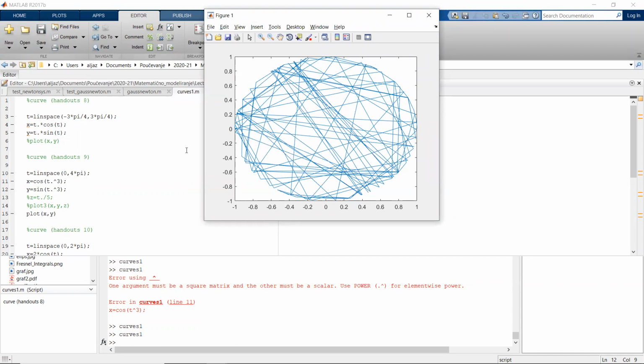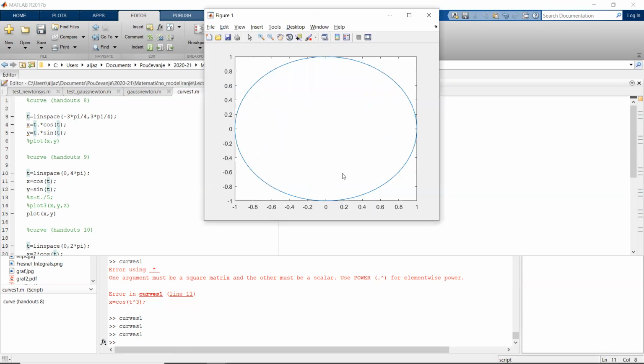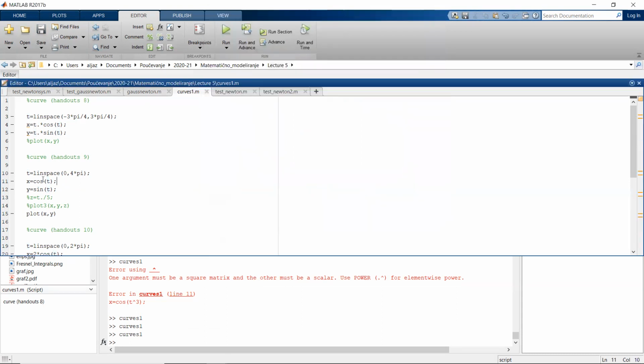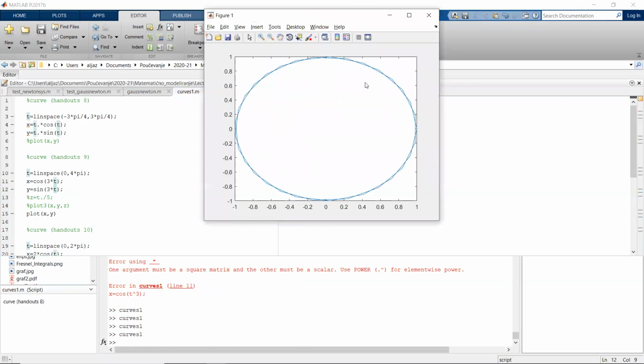Okay, this doesn't make sense. Let's try with T again. Yeah, so this is a sphere. I put now here 3 times T, 3 times T. It's still the same sphere, but it's at a different time.